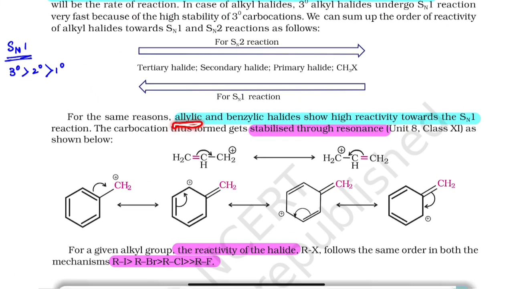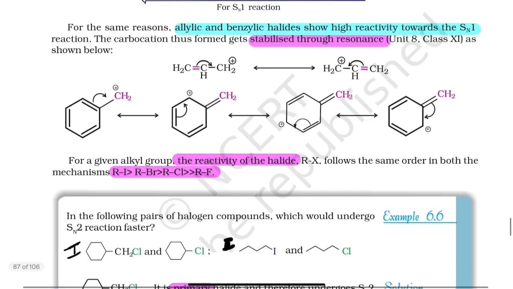Then allylic and benzylic halides show high reactivity towards the SN1 reaction, because you know that in an allylic carbon, if a carbocation is formed here, it is stabilized by resonance. Even in benzylic halide, if a carbocation is formed here, it is stabilized by resonance. Therefore they prefer to undergo the SN1 reaction.